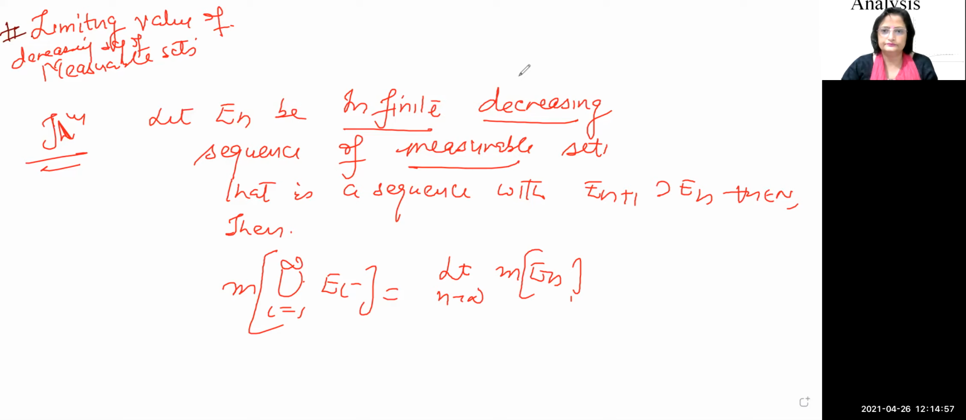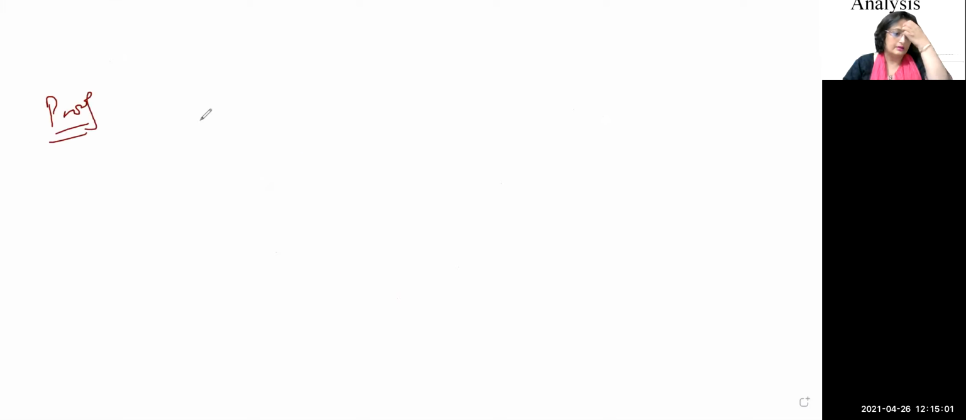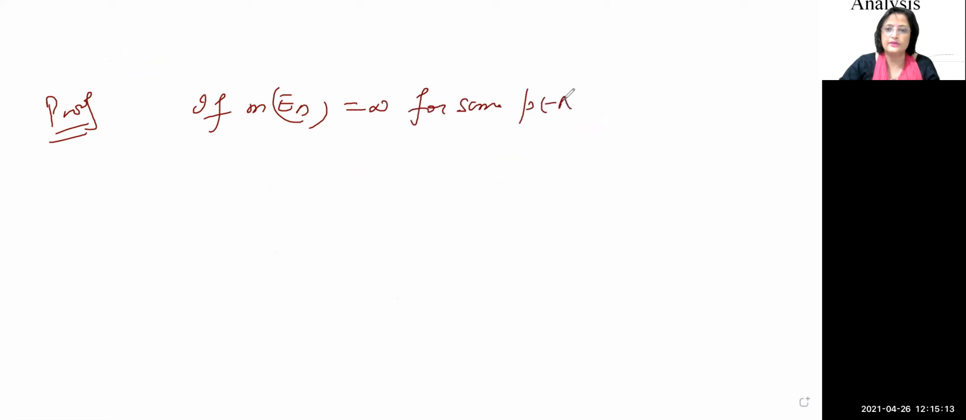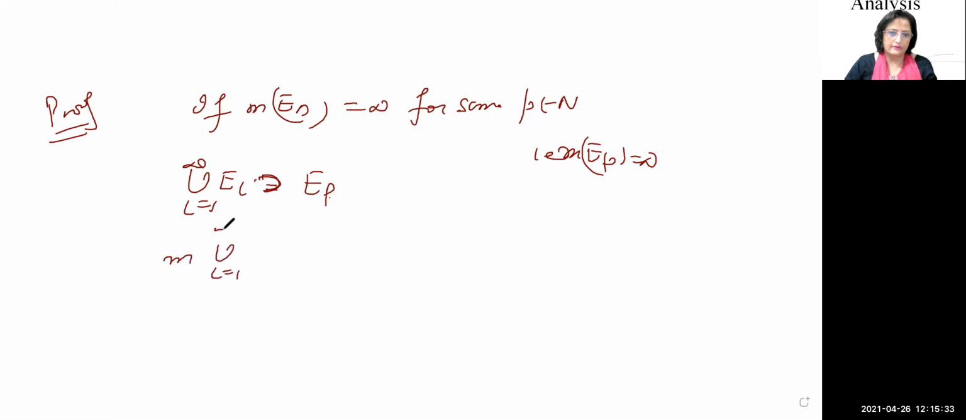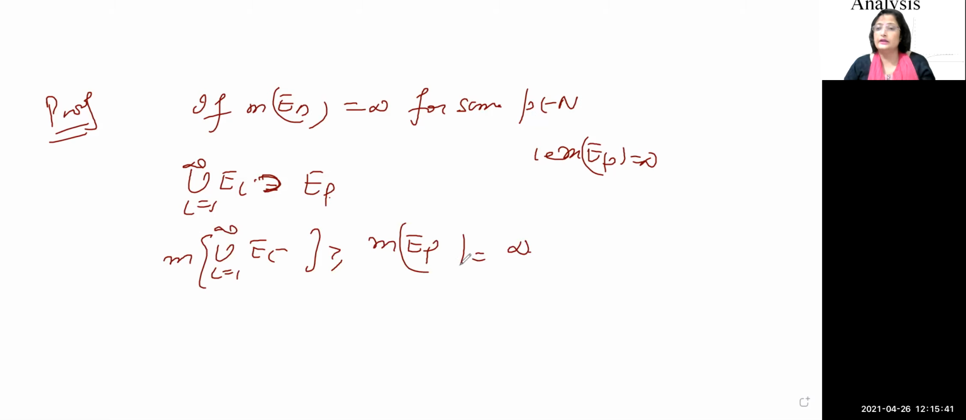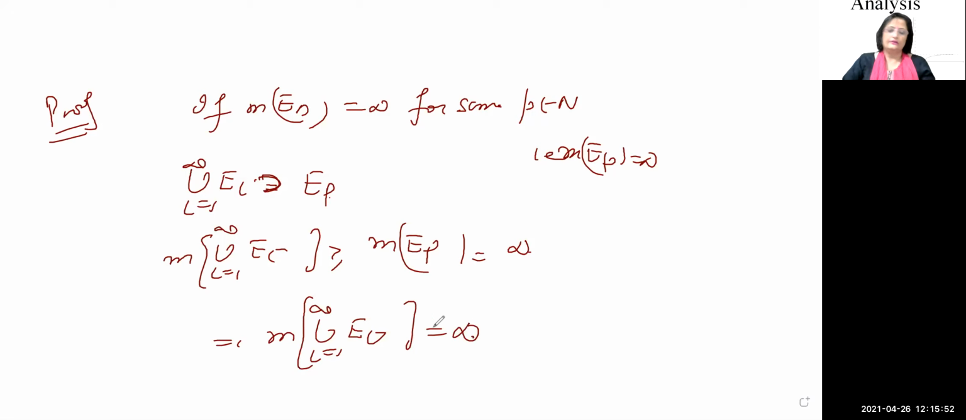So let's start the proof. If measure of En, so we don't have given the condition, so we will specify the condition. If measure of En is equal to infinity for some p belongs to 1, किसी p पे, इसका मतलब measure of EP पे वैल्यू कितनी है, infinity है, right? Then हमें union ढूंढना है, union I running from 1 to infinity EI. This is definitely union is a superset of any other set. It implies measure of union I running from 1 to infinity EI is greater than or equal to measure of EP. And this is greater than or equal to infinity, that is equal to infinity. It implies measure of union I running from 1 to infinity EI comes out to be equal to infinity. Now we will find out its limiting value.